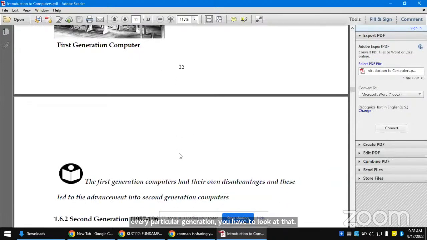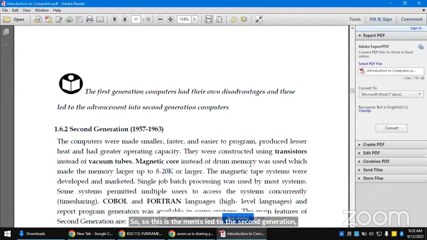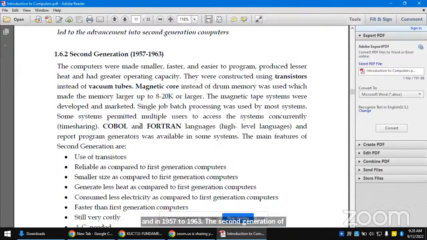So these demerits led to the second generation. And in 1957 to 1963, the second generation evolved. The computers were made smaller, faster, and easier to program, produced less heat, and had greater operating capacity. They were constructed using transistors instead of vacuum tubes. So note, these ones used transistors. They never used vacuum tubes.